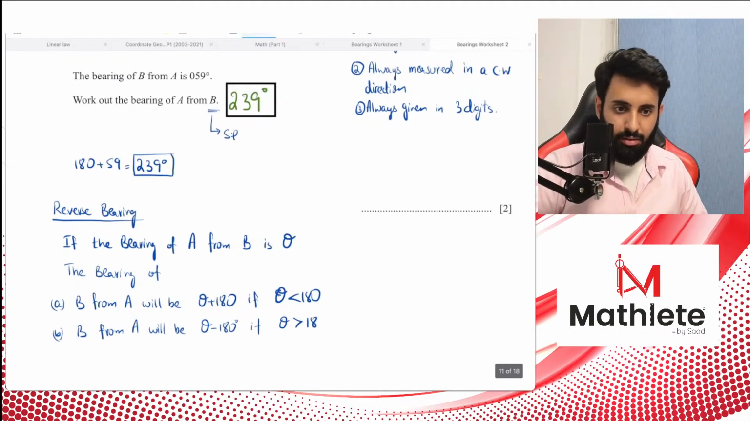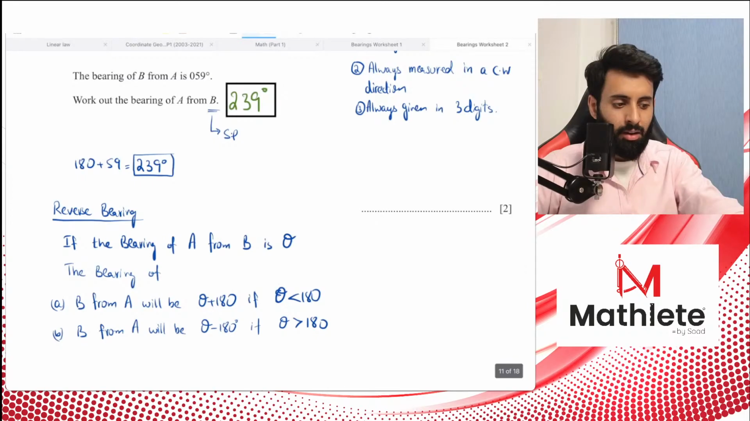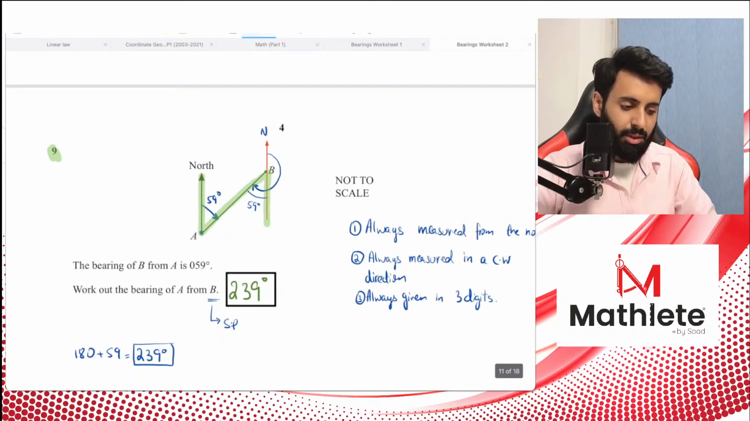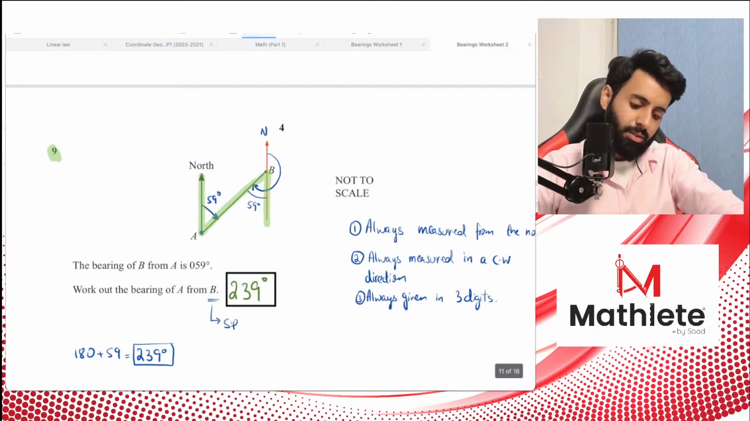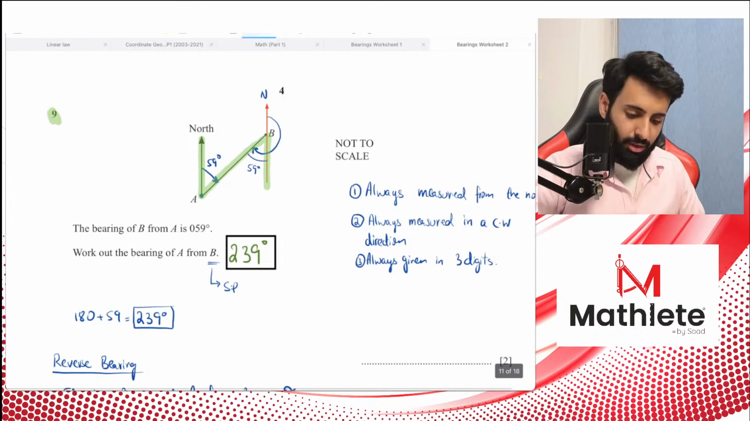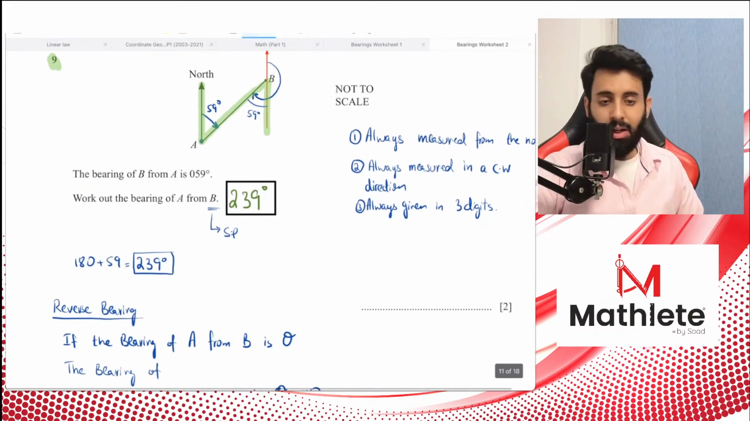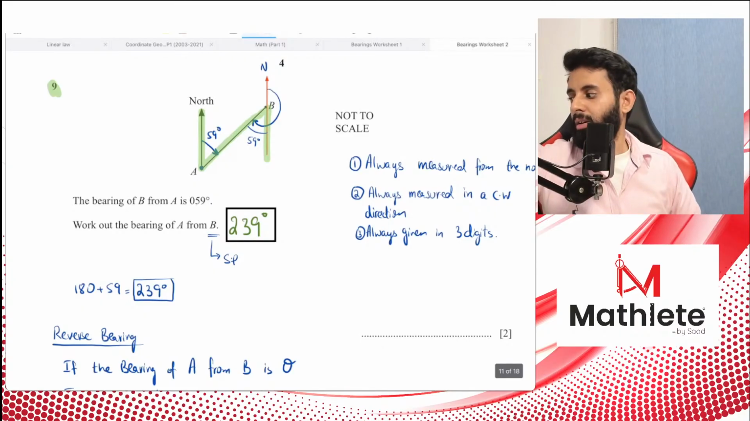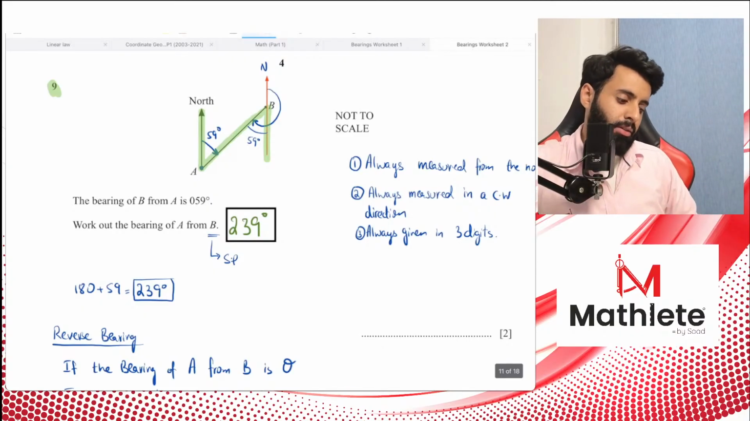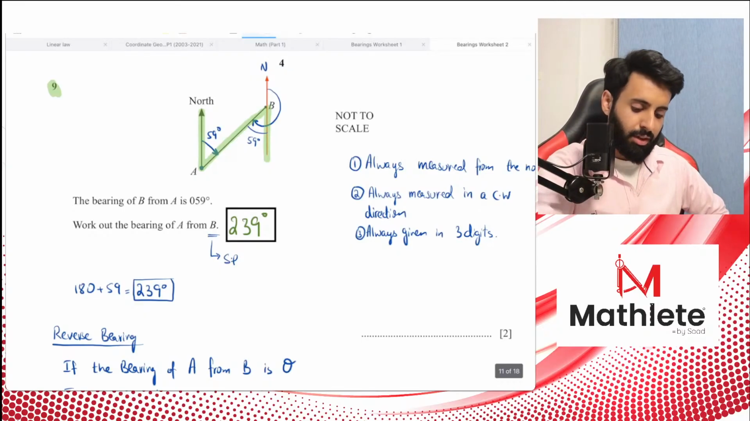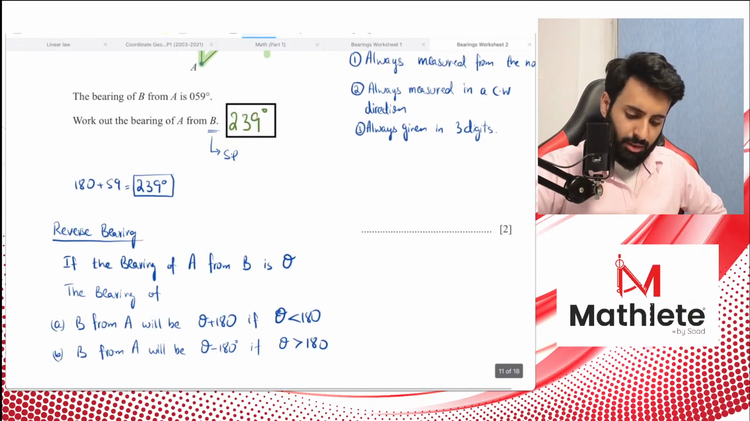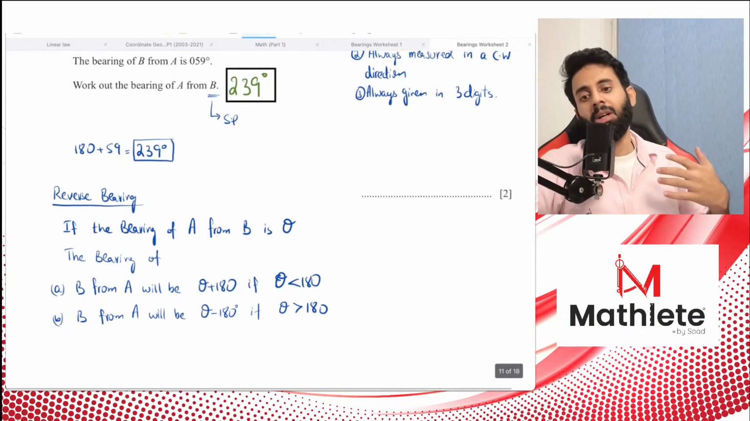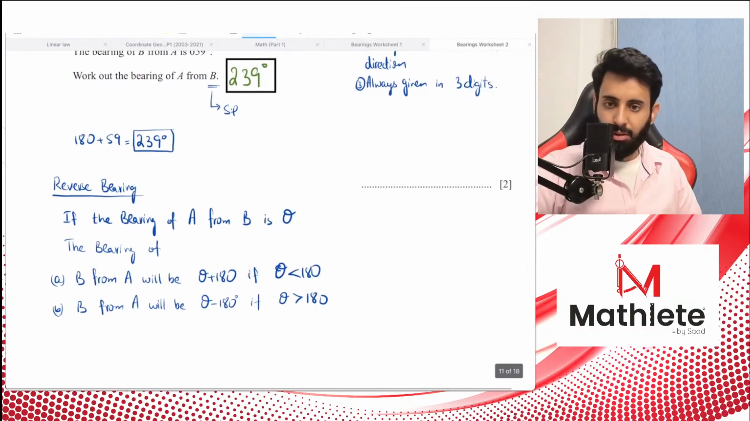Hopefully that's clear. In this question, the bearing of B from A is 59 degrees, which is less than 180. So if you want to find the opposite bearing, you can do it the way we've done it over here, marking north and identifying alternating angles. But an easier way is to just either add 180 or subtract 180. If the given value is less than 180, you add 180. If the given value is more than 180, you subtract 180. That's how this works.